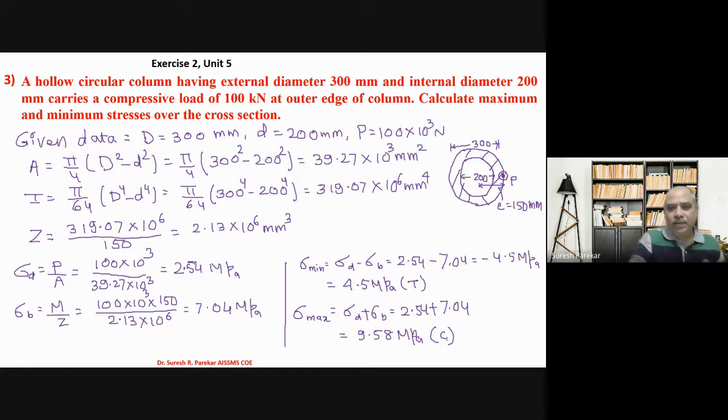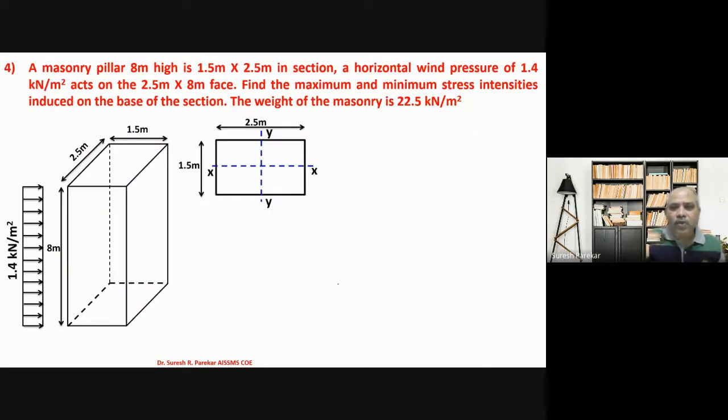And then we have the second problem, that is the fourth problem of exercise 2. So we have an 8-meter high column with a 1.25-meter section. We can see this: we have 8 meters, this is the height, and the dimensions are shown here also, 2.5 meter by 1.5 meters. Wind pressure we have is 1.4 kilonewton per meter square acting on the face. So on this face, this wind pressure is acting.